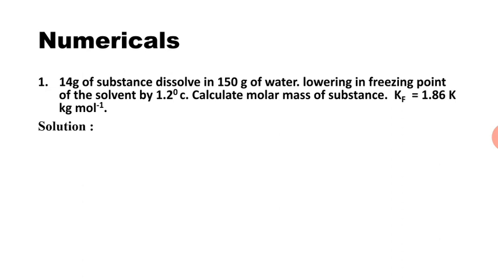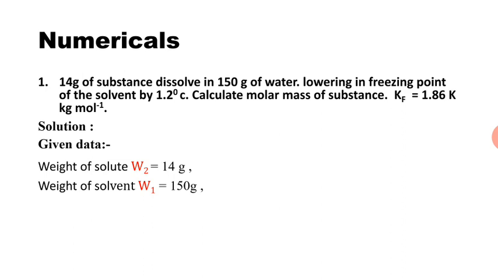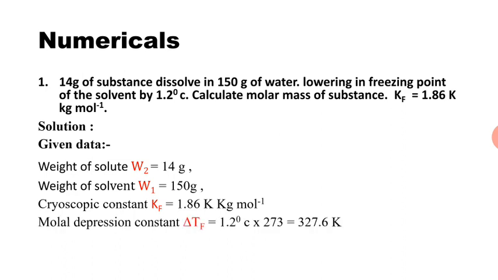So, solution. Again, first write down the given data. As per the given data, weight of solute W2 is 14 gram. It is dissolved in solvent, that is 150 gram. So weight of solvent W1 is 150 gram. Again, cryoscopic constant Kf is equal to 1.86 K kg per mole. Again, delta TF is also given, and it is 1.2 degree Celsius.